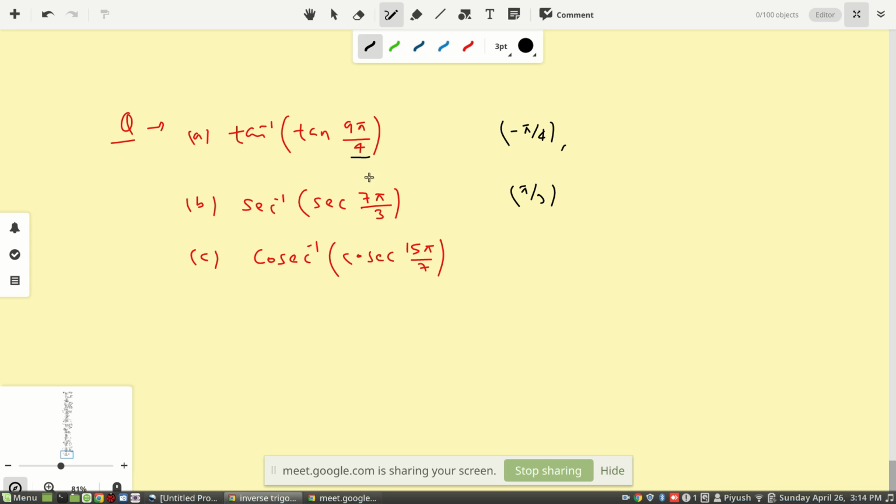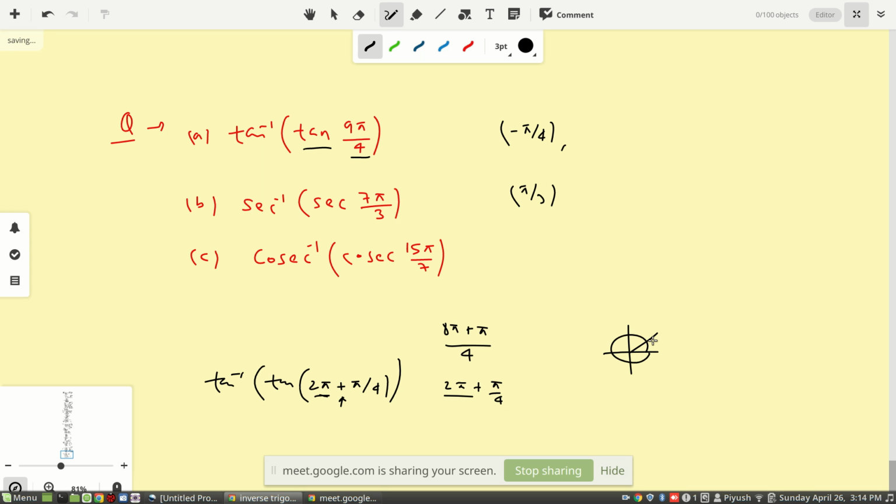So here we can simply say that 9 pi can be written as 8 pi plus pi by 4. If I separate this, it will be 2 pi plus pi by 4. So it should be in the first quadrant only. So tan inverse of tan of 9 pi by 4 can be written like that, as 2 pi plus pi by 4. Now when it's 2 pi, this is one circle, and plus means going in the same direction. So the first quadrant is the location of this angle.